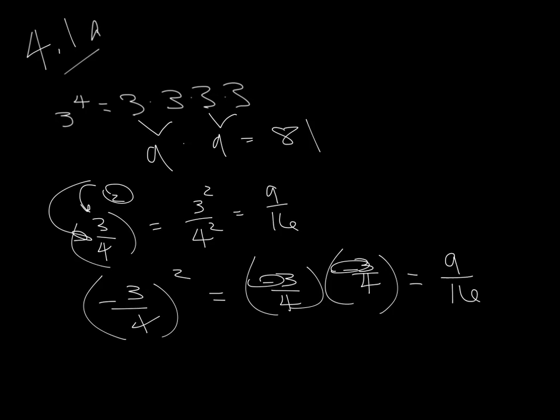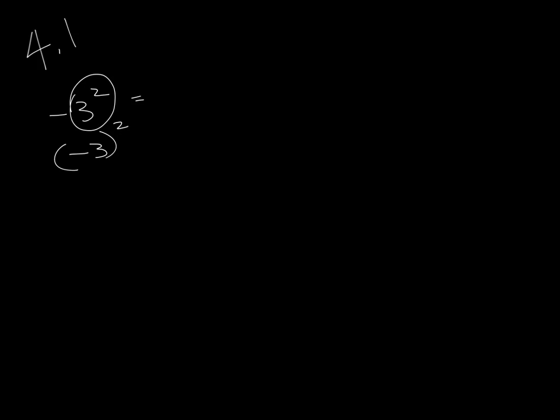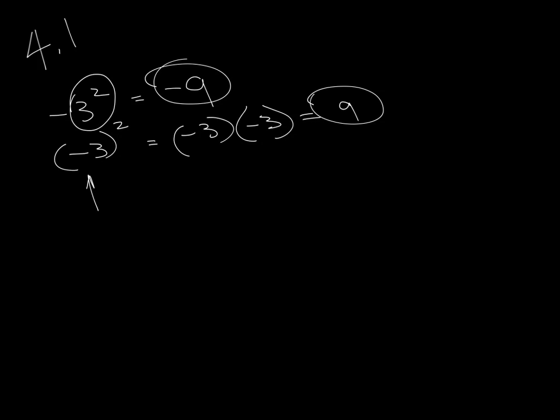And if you remember right, there is a difference between this and this. Remember, this means we square the number and then we take the opposite. This here means the negative is part of the number, so we take negative 3 times negative 3. So we multiply those two together, and a negative times a negative is a positive. So this one you get a negative, this one you get a positive.